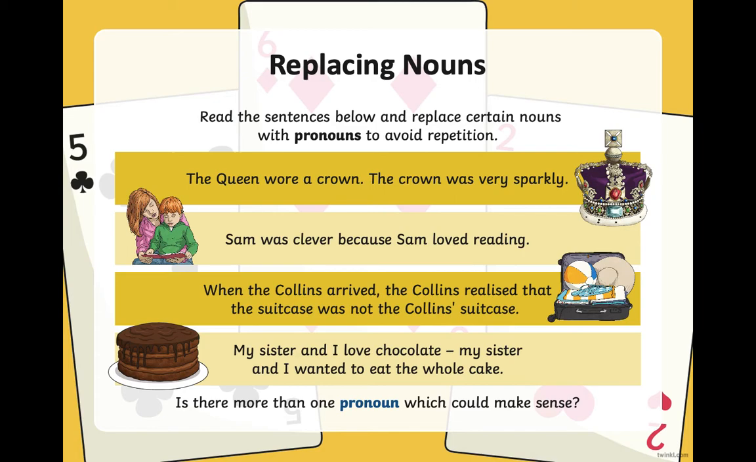When the Collins arrived, the Collins realised that the suitcase was not the Collins' suitcase. We've got 3 of the same noun in that sentence. My sister and I love chocolate. My sister and I wanted to eat the whole cake. My sister and I is repeated twice, so what could you substitute in there as a pronoun? And remember, as you can see at the bottom, it says, is there more than one pronoun which could make sense? So pause the video and have a go at that.